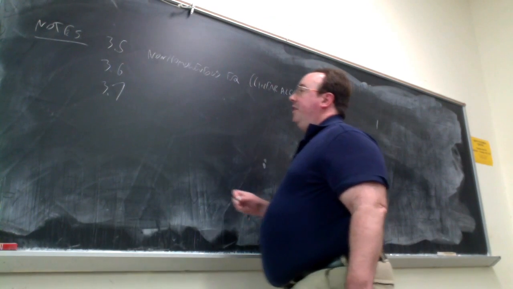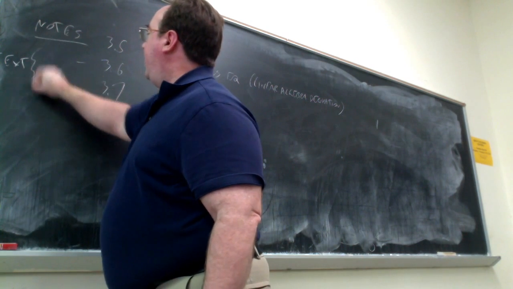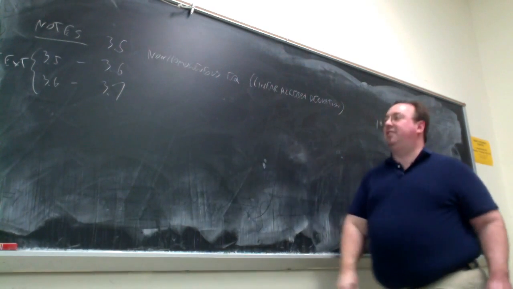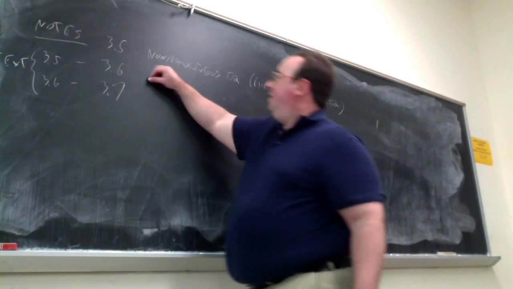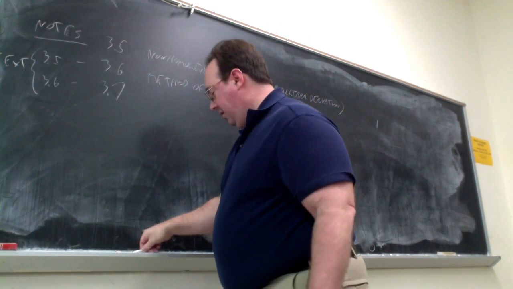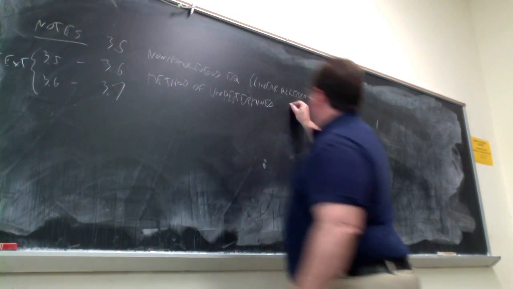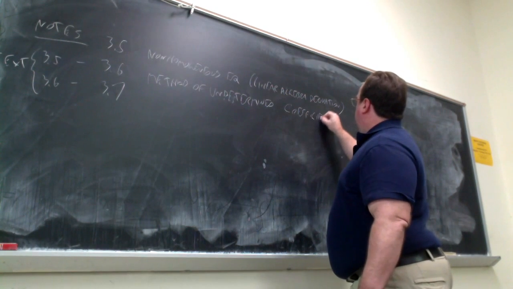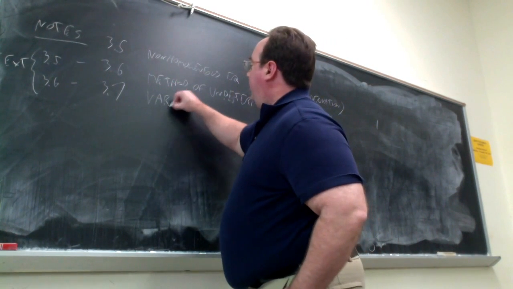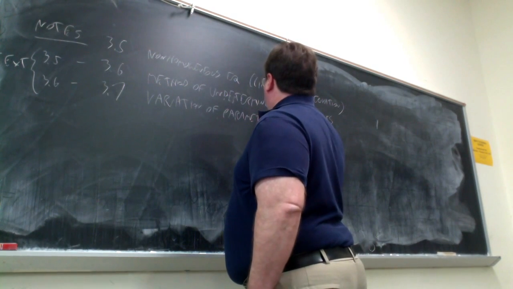And then 3.6, which corresponds to one section less in the textbook. All right, so just a little bit off, is the method of undetermined coefficients. And then 3.7, bless you, variation of parameters.